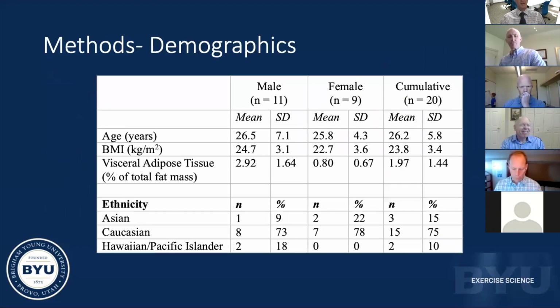So how did we go about this? Here's our demographics. We had 11 males and 9 females, for a total of 20 subjects. And each subject completed both arms of our study. So we had a crossover design study, and both protocols were followed by all the subjects.